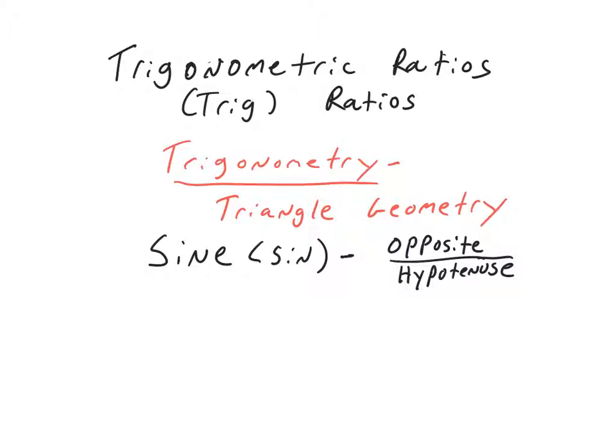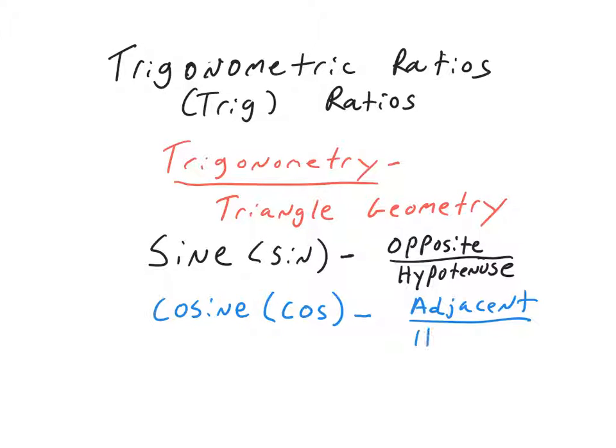The second one is called the cosine. And on the calculator, it's shortened to COS. But don't call it cos, it's cosine. And what that is, is the adjacent side over the hypotenuse.